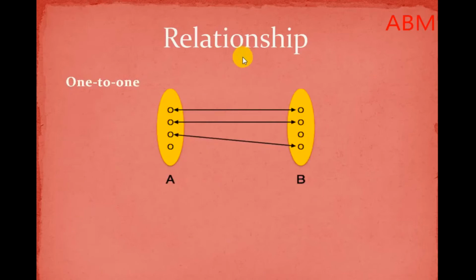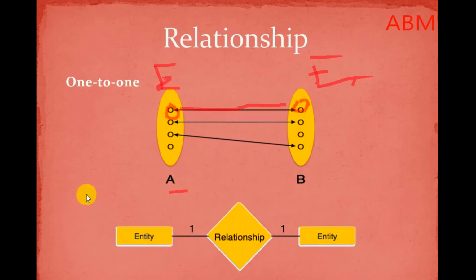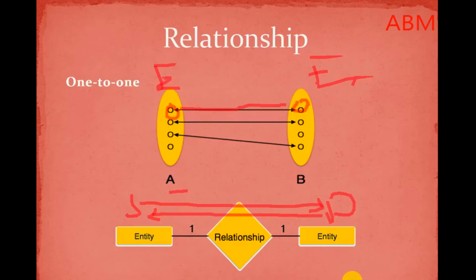This is a one-to-one relationship. For example, here is entity 1, which is A, and here is entity 2, which is B, and you can see that every instance of A is making a relation with any one instance of B. We may take the example of student and project. We can say that only one student will work on any one project, and only one project will be assigned to any particular student.